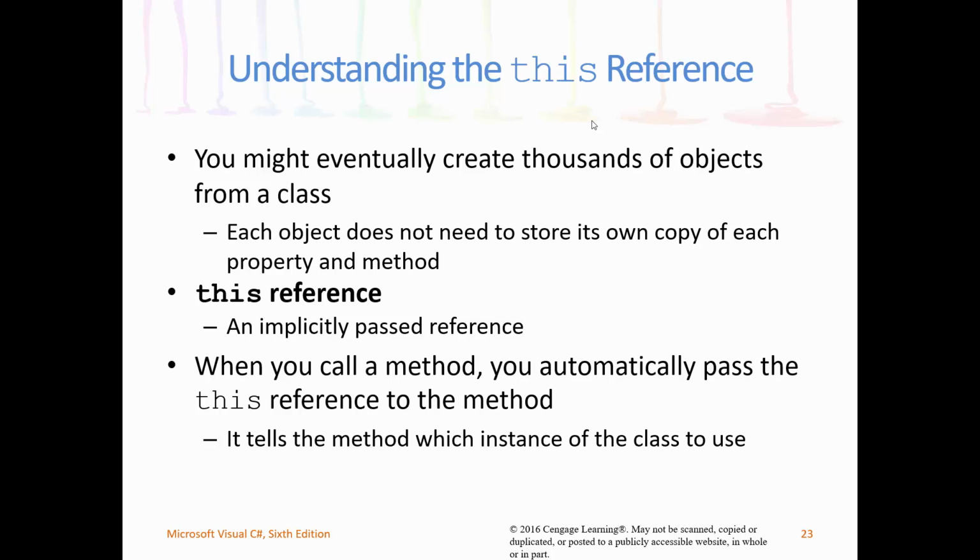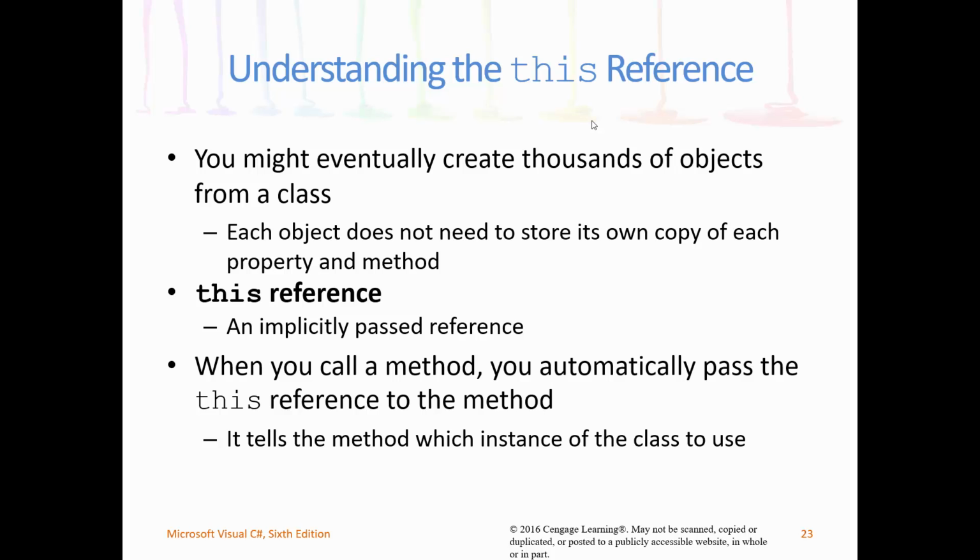Each object does not need to store its own copy of each property and each method, especially each method, because they're going to be the same. If you have a method called wave, and you want to be able to wave at somebody, it's going to be the same kind of wave method. The only thing that might differ is, do I have the person wave once or twice, or do I have them wave 5 or 6 times.